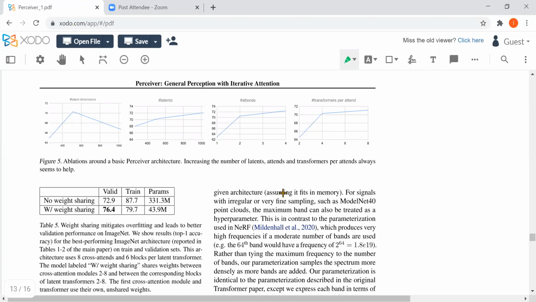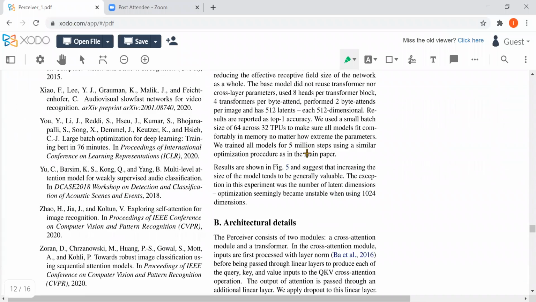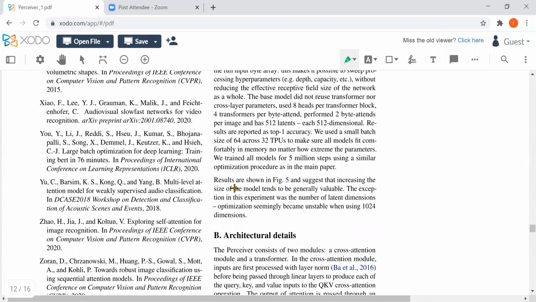Here they're saying latent dimensions and latents. Is one of these D and the other one N in the size of the latent array? The sense that I get from this paragraph is that they mention that the axiom in this element was the number of latent dimensions. Optimization seemingly became unstable when using 1024, and this 1024 is the value of M.